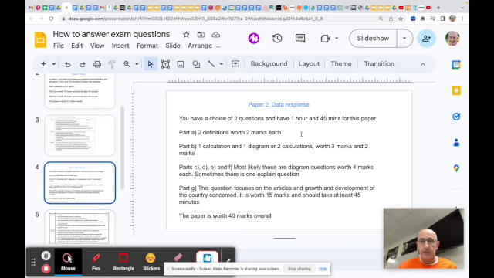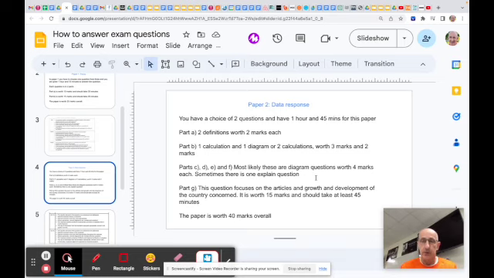Part B depends. You can get 1 calculation and 1 diagram. Maybe it's worth 3 marks for the calculation, 2 marks for the diagram. Could be the other way round. Or you can get 2 calculations. Either way, part B, the 2 parts of it, will be worth 5 marks in total. Part C, D, E, and F are most likely diagram questions worth 4 marks each. Sometimes there's an explain question, but more often than not, they're just diagrams.